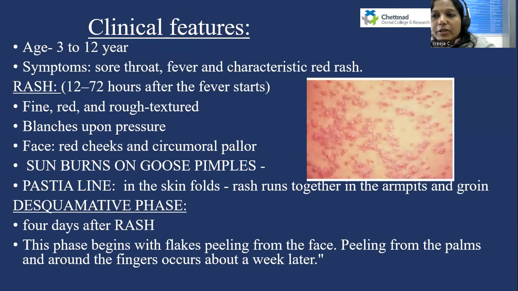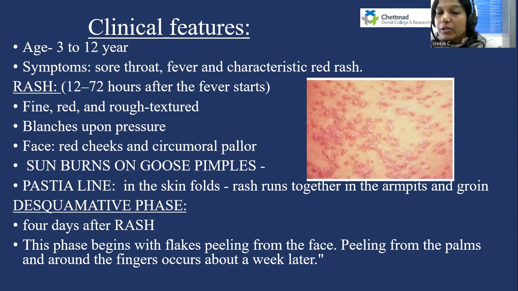The clinical features: it commonly occurs in the age group of 3 to 12 years, and the symptoms are usually sore throat, fever, and the characteristic rashes. The rash is very characteristic for this disease, and usually the rash starts about 12 to 72 hours after the fever has started. And usually you see fine, red, rough textured rashes.